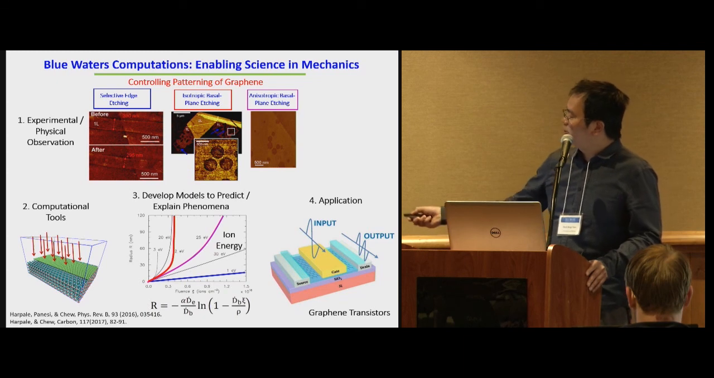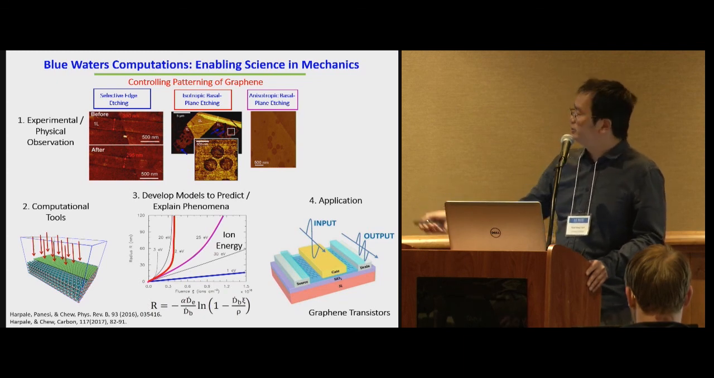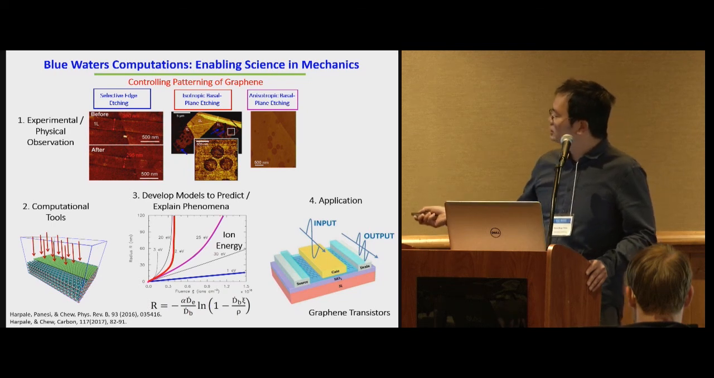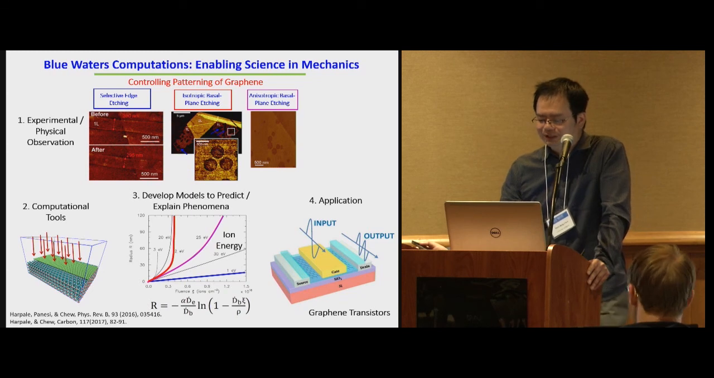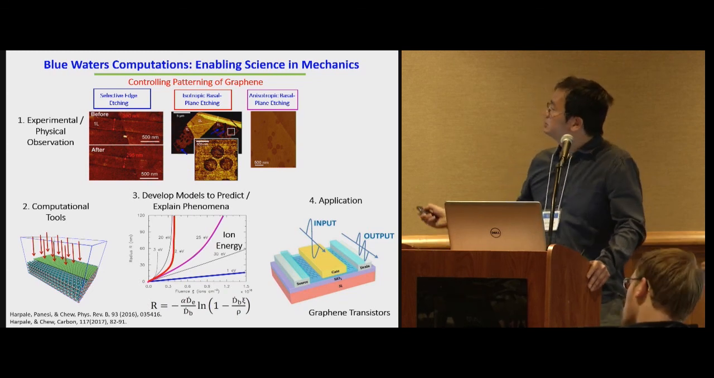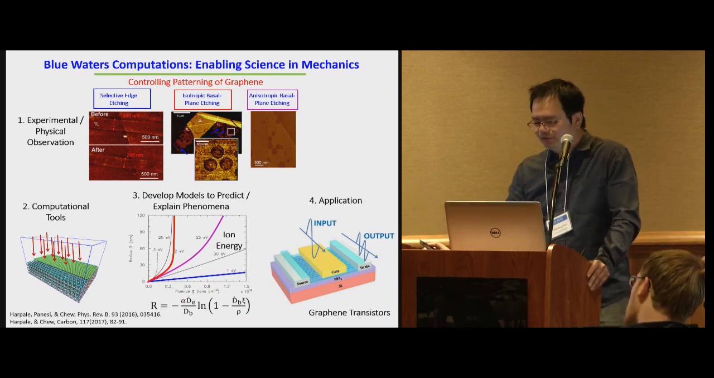And we use computational tools that we have, in this case molecular dynamics simulations, to develop models to predict and explain this phenomenon, all this with an application in mind, which is the move towards graphene-based transistors. Right, so that's the conclusion we have over here.